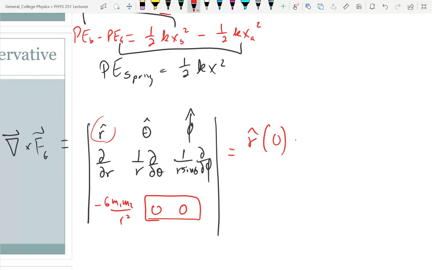And then we have minus theta hat. And this one is going to have, of course, d/dr of 0, d/dr of 0 is 0. But we're going to have 1 over r sine theta d/dphi of minus GM1M2 over r. The cool thing is, it's a partial derivative. We're taking the derivative with respect to phi, and there's no phi in the r component of the force. Does everybody see that? Or should I write this out?